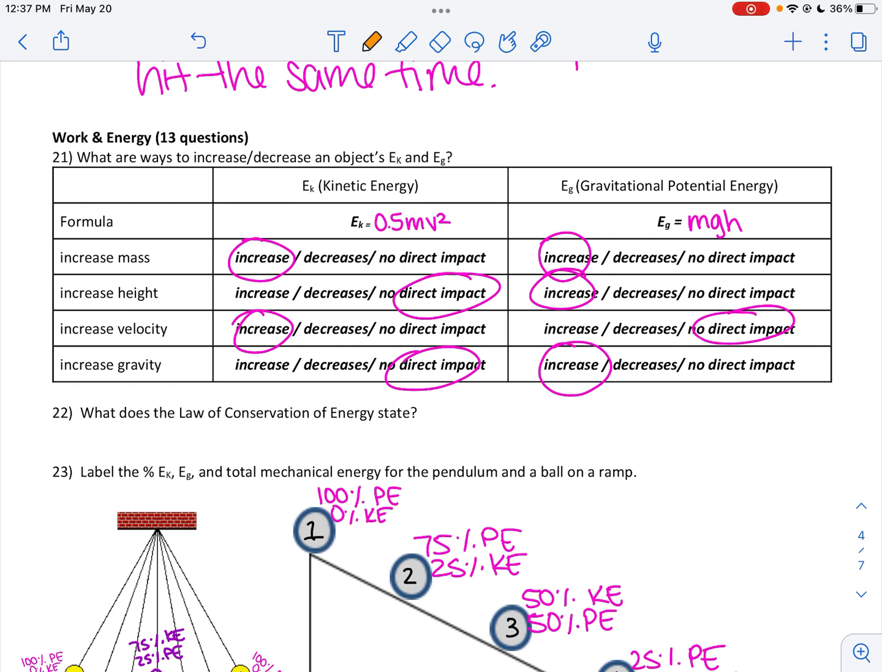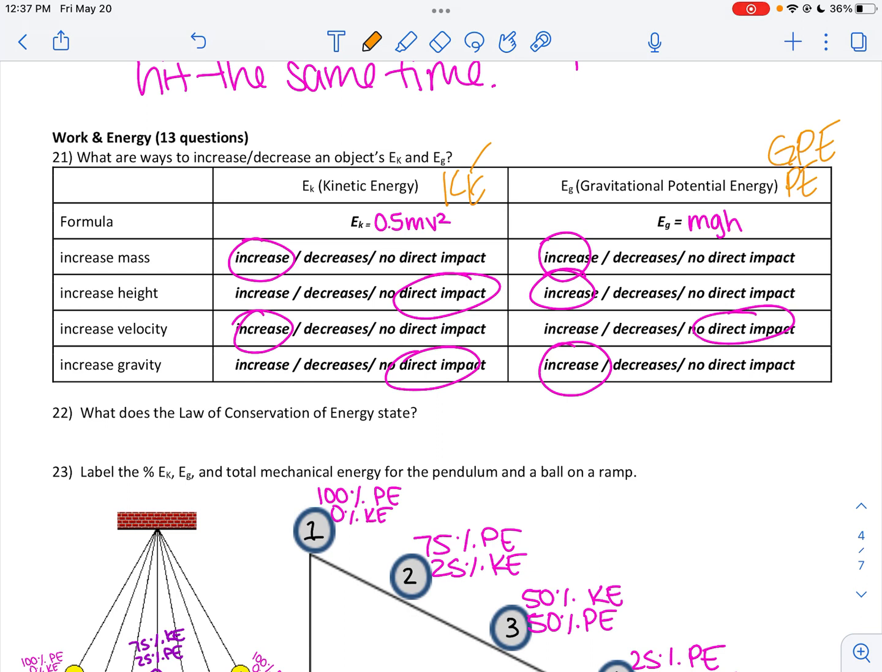Okay. With kinetic energy, EK or KE, either or. And then gravitational potential, remember that was PE or GPE. They each have separate equations. So kinetic energy is 1/2 mv squared. Potential energy is mgh. So depending upon what variables are in that equation, they're either going to increase or decrease or have no direct impact. Okay, so you can see those answers there.